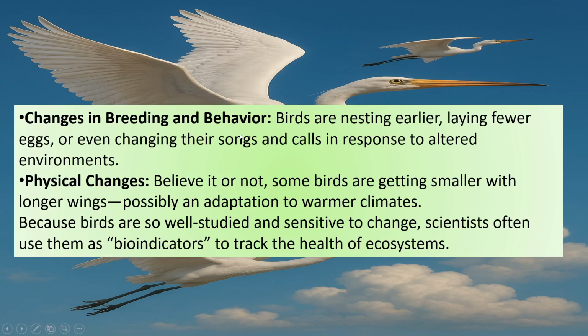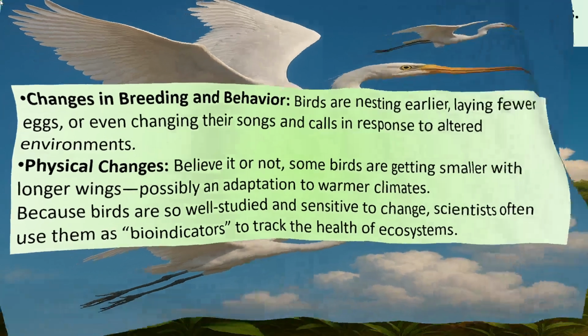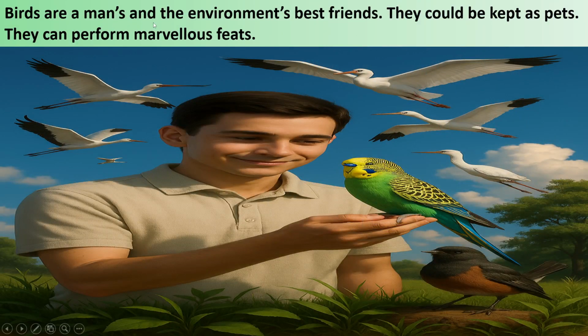Changes in breeding and behavior. Birds are nesting earlier, laying fewer eggs, and even changing their songs and calls in response to altered environments. Physical changes. Believe it or not, some birds are getting smaller with longer wings, possibly an adaptation to warmer climates. Because birds are so well studied and sensitive to change, scientists often use them as bioindicators to track the health of ecosystems. Birds are man's and the environment's best friends.